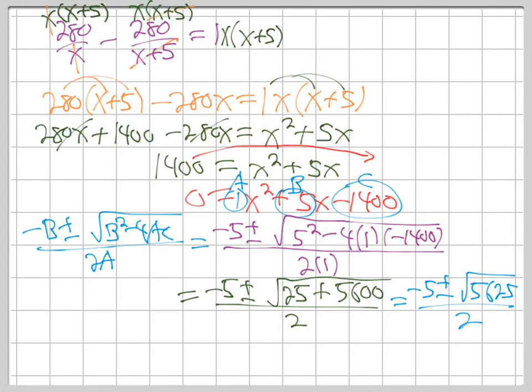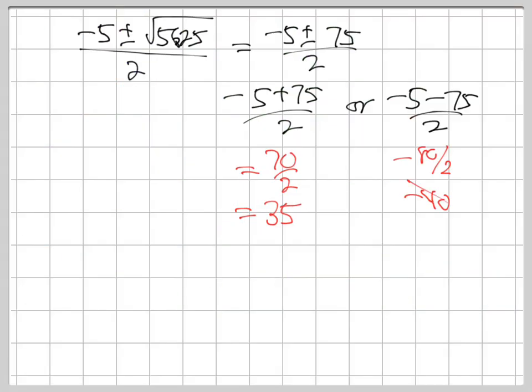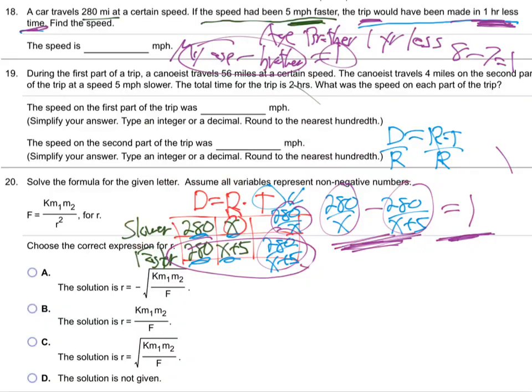What is this we're solving? We're solving for x. What is x? It's the rate. So it can't be negative. So it's 35 is x. X is positive 35. Go back.